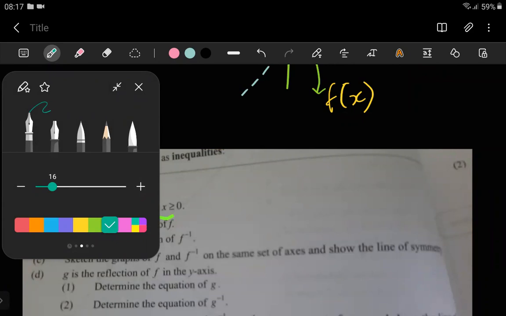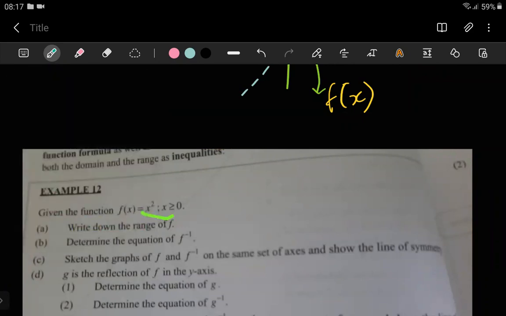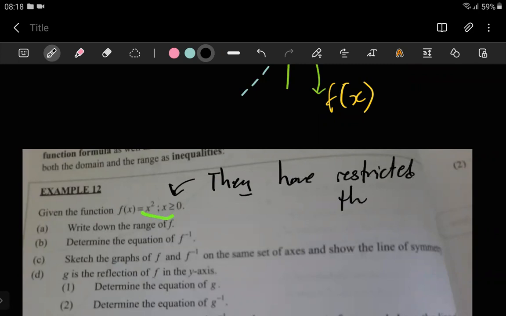So with what you have here, they told you that given the function f of x, they have restricted the domain. That's what this is saying. The domain has been restricted to just this part, the part that's bigger than 0. So they're saying write down the range of f.